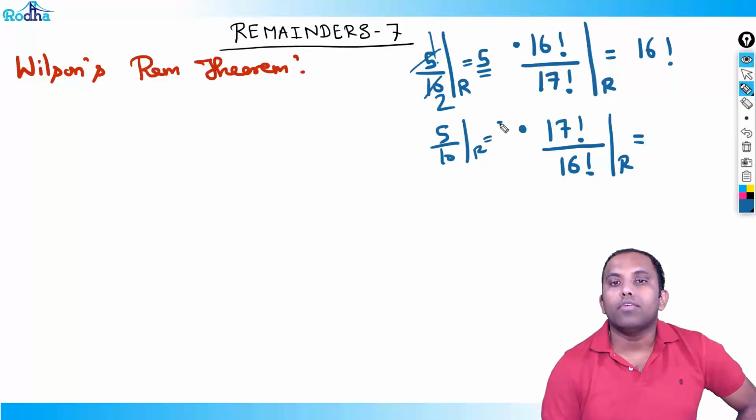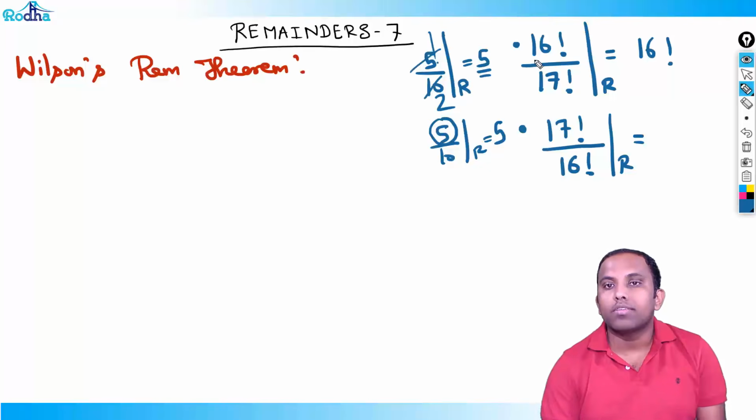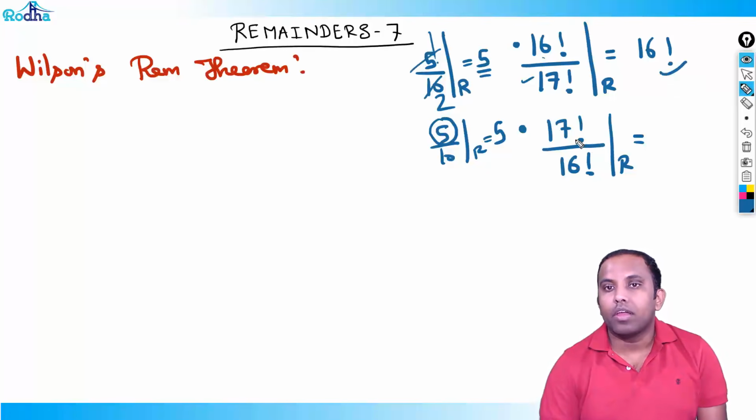That means if the numerator is less than the denominator, then the whole of the numerator is the remainder. So here also 16 factorial is less than 17 factorial, so the whole of the numerator will be the remainder. What is the answer here? 16 factorial.